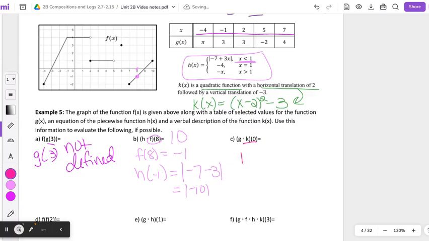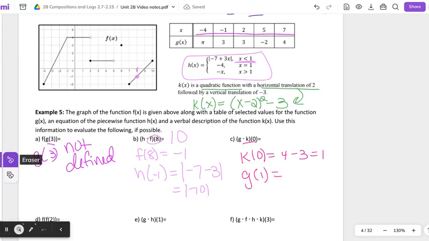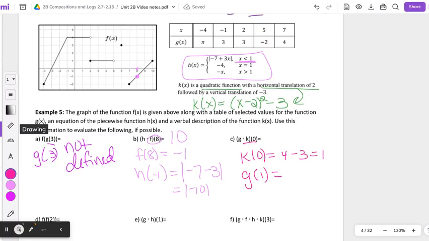All right, next one, g of k of 0. So start with k of 0. If I put 0 in there, I'll get negative 2 squared minus 3, so 1. Then I'm doing g of 1. Up here in this table, I have no inputs of 1, so again, not defined.